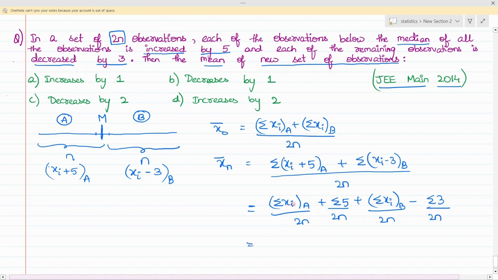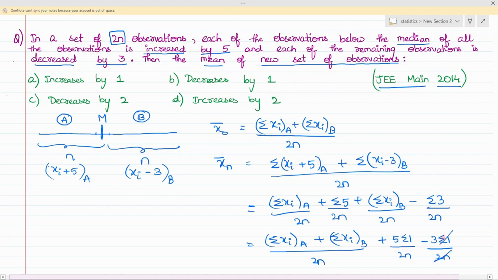Now, if we combine A and B, that is sigma xi of A plus sigma xi upon 2n plus 5, sigma 1 upon 2n minus 3. 3 is a constant, so it will come out. Sigma 1 upon 2n. Now this and this get cancelled. This and this get cancelled.